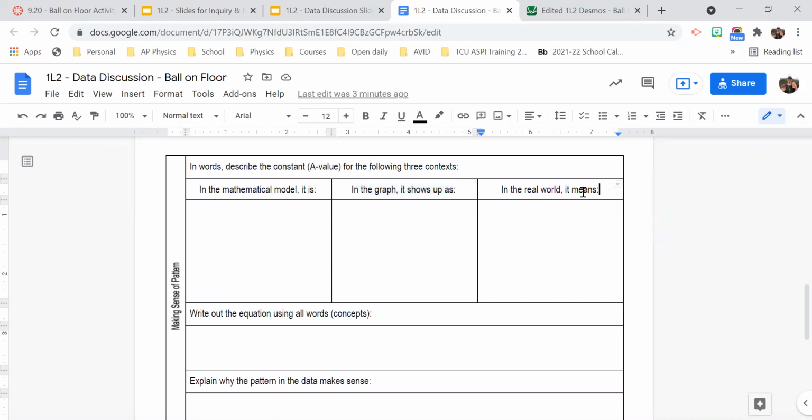So in the real world, what does that A value represent? We watched an object roll across the floor and we were reporting how far it could go in a period of time. So in the real world, what were we looking at? What were we trying to identify? What were we trying to figure out with this data that we collected? So pause the video, discuss with each other.